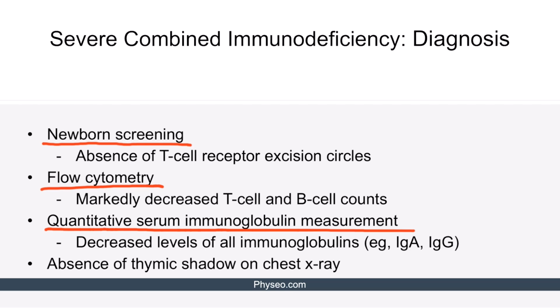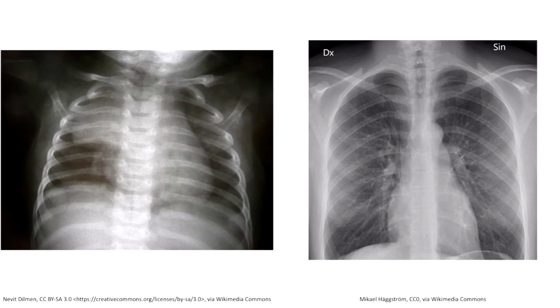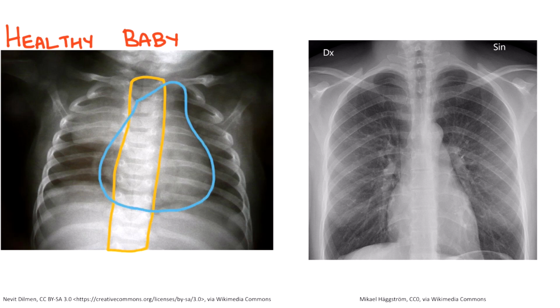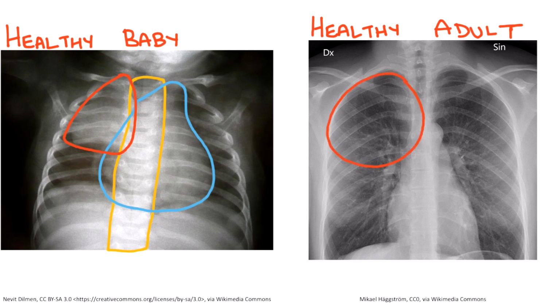producing immunoglobulins. Lastly, were clinicians to order a chest X-ray, they would likely see an absence of the thymic shadow due to thymic hypoplasia. Consider these two chest X-rays side by side. The chest X-ray on the left was taken from a healthy baby. Note the spine, heart, and this opacity overlying the right upper lung that somewhat resembles a sail of a boat. This sail-like opacity is produced by the thymus. Now, consider the chest X-ray on the right, which was taken from a healthy adult. Note that there are no sail-like opacities in the right upper lung.